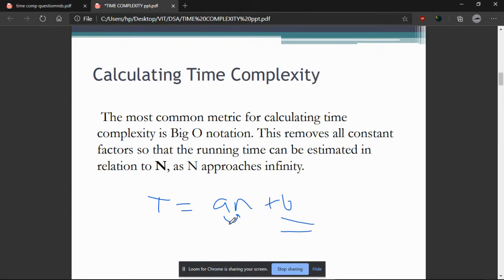First, we should always choose the fastest growing set. So imagine we have n square plus n plus c. Now we have two to choose from. One is this, one is this. So what will we do? We choose the fastest growing set. Here between n square and n, the fastest growing is definitely the n square. So we choose n square, we remove this, and we of course remove this one.